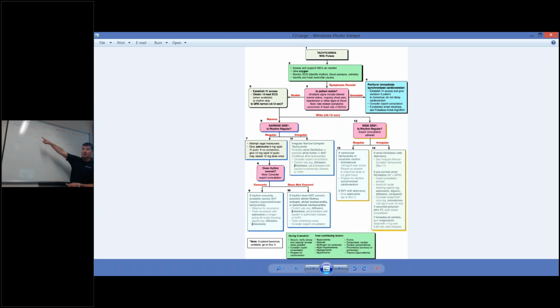But really, all I have to do is ask: my rhythm was fast, greater than 150, greater than 180. Is it wide or is it narrow? If it's wide, are they stable or unstable? And that's what I'm doing. I don't care. If it's fast and they're unstable, it doesn't matter if it's wide or narrow, right? I'm doing the same thing. I'm cardioverting, and this is a patient with a pulse. Okay? Simple as that.